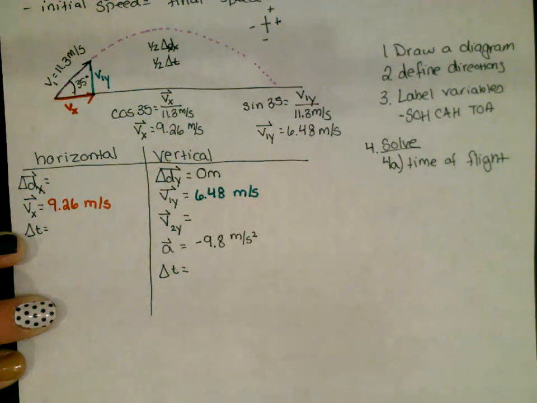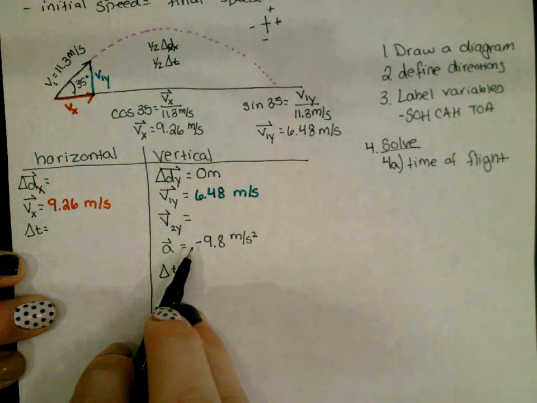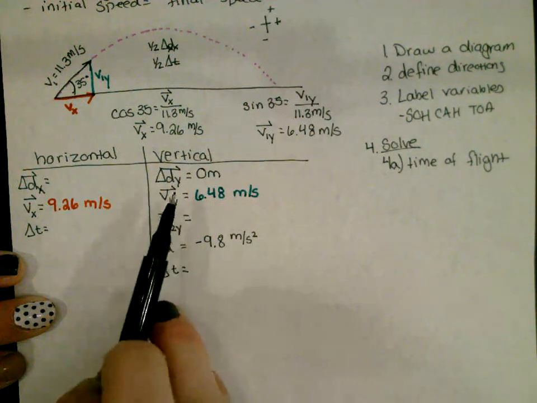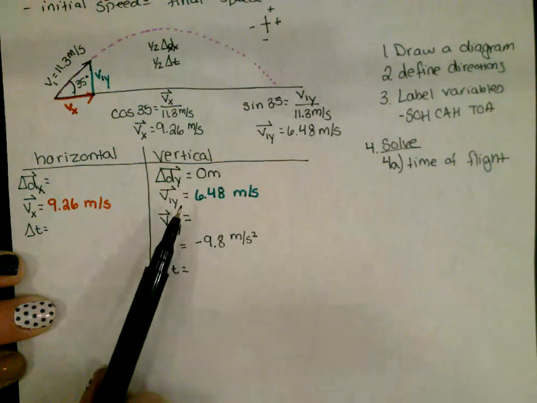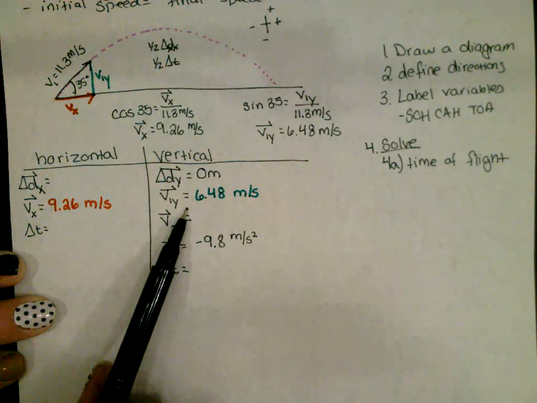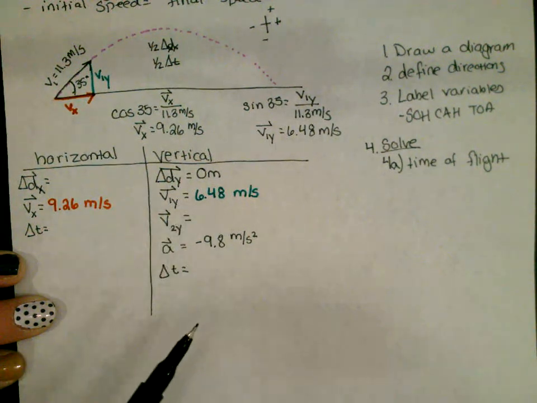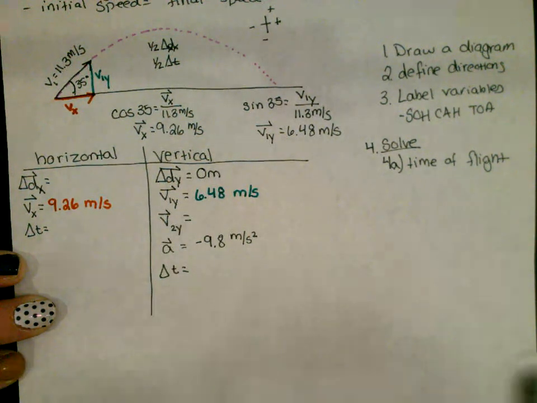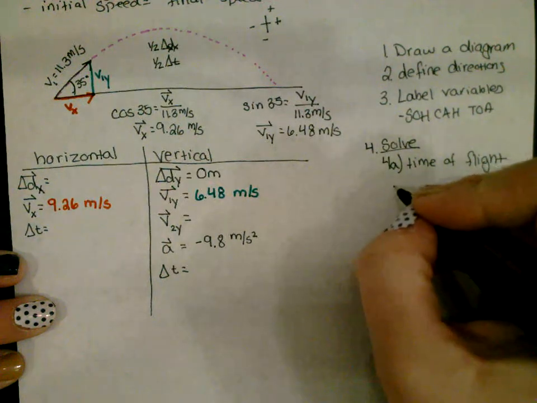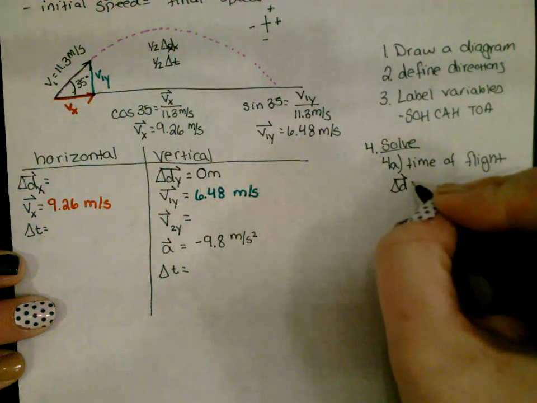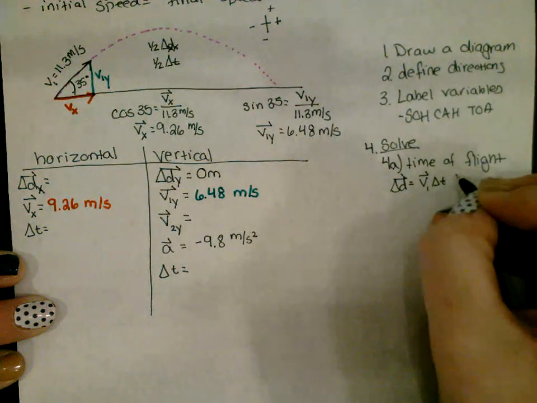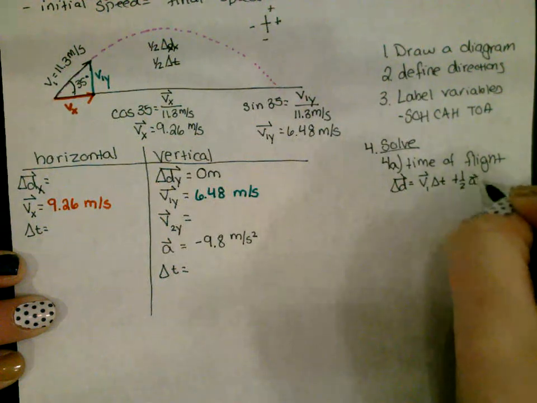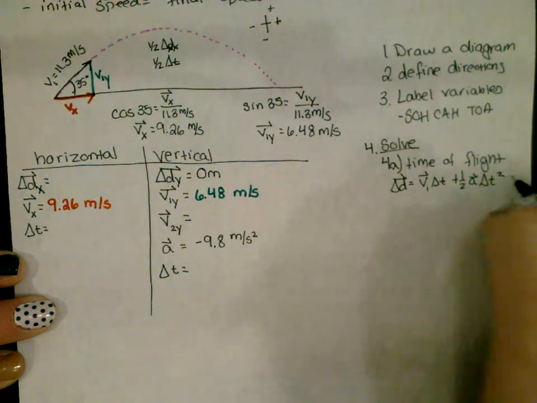So we're going to go back to our kinematic equation, and we're going to find a kinematic equation that has acceleration, change in displacement y, initial velocity of y, and change in time, because this is what we're looking for. And we're going to get this kinematic equation. Our change in displacement is equal to our initial velocity, change in time, plus 1/2 acceleration, change in time, squared.